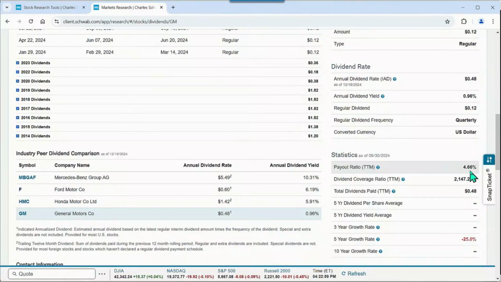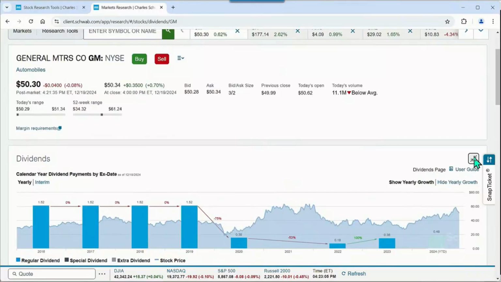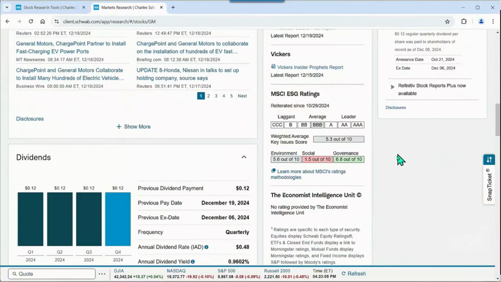This is probably not a red flag here, but there's a payout ratio if you want to see that. Okay. Let's move forward. Let's go past the dividends. That's the dividend area. Any questions on that?